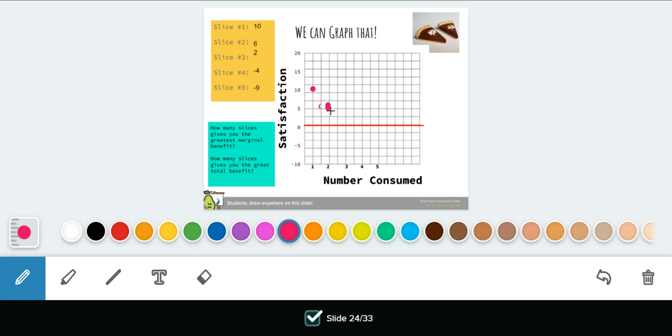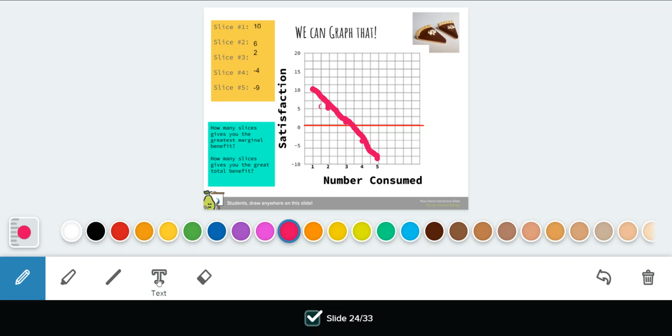Okay. For our third slice, our satisfaction is at a 2. For our 4th slice, it is a -4. And for our 5th slice, a -9. Okay, so those are the data points. Let's draw a line to connect them. This is our marginal benefit. We are measuring how much we've enjoyed the pie from each one, the marginal increase of pie. And you can see our enjoyment has gone down.